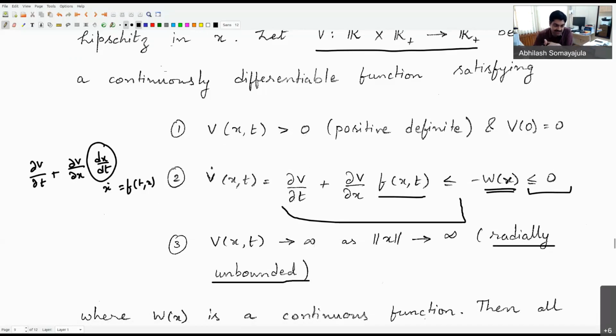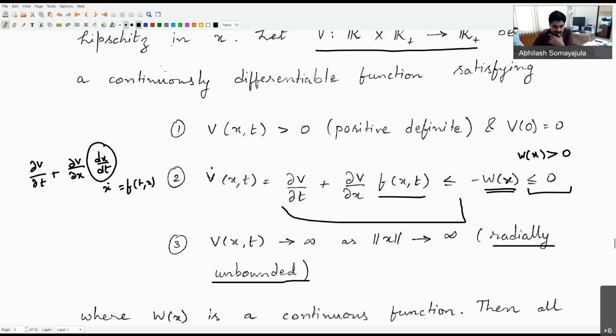If it is strictly less than 0, then it is asymptotically stable. Okay, it's a question of notation why I want to get this part here, because I'm calling v dot less than or equal to minus w of x, and if w of x is greater than 0, then I know that the system will be asymptotically stable. If it is greater than or equal to 0, then it will be just globally stable. That's all. Just a question of convention. It really doesn't have any particular meaning to it.